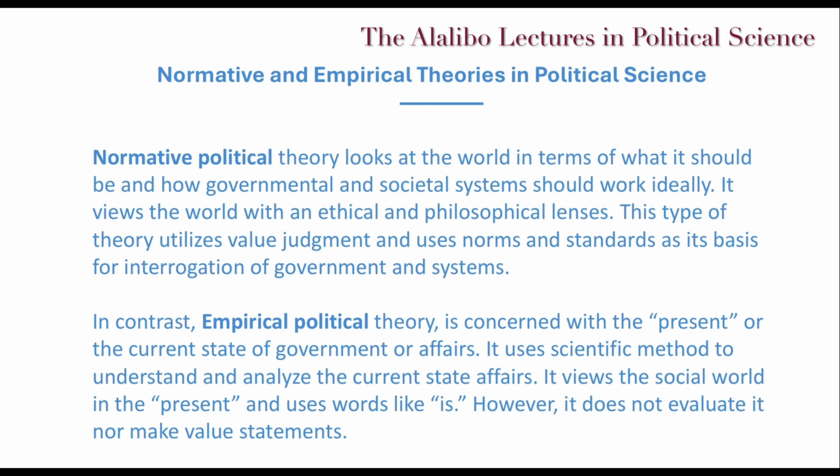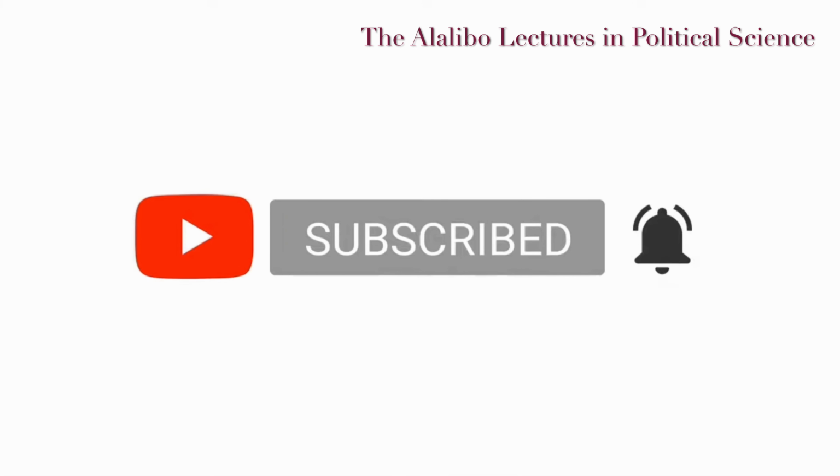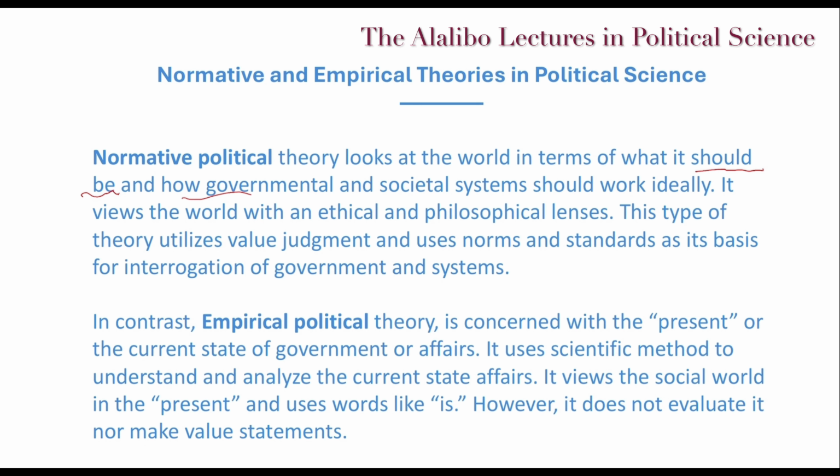Normative political theory looks at the world in terms of what it should be, right? What it should be. Let's underline this, students: what it should be. Now, what does that mean? If I say you should be aggressive, for example, in how you present your case, how you present your research, it suggests that you are not doing that yet, but that's what you should be doing. So how society should be, how the world should be. And it says here how governmental and societal systems should work ideally. So let's highlight this as well: ideally. Should be and ideally, right?